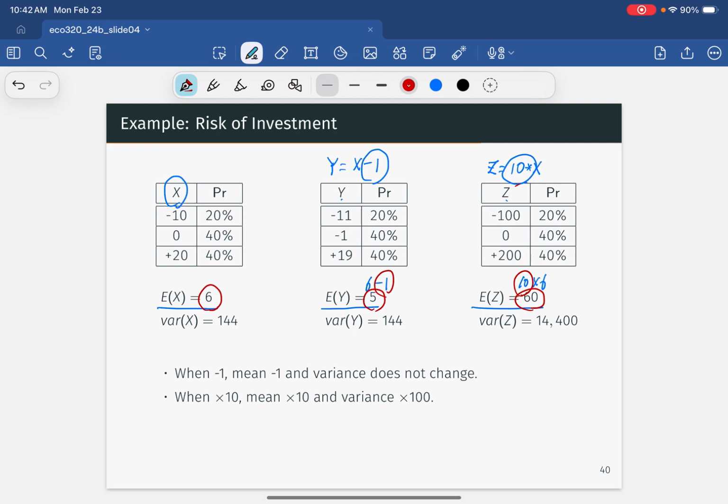But the problem is, say, original variance is 144. You may think the variance should be 144 minus 1 because Y is X minus 1, but no. Variance did not change. Variance did not change at all. And here, I would expect a variance multiplied by 10, but no. It is multiplied by 100, right? We saw that, okay?